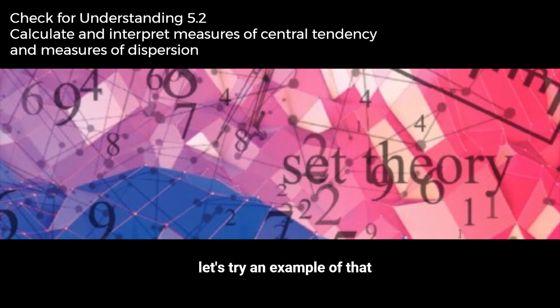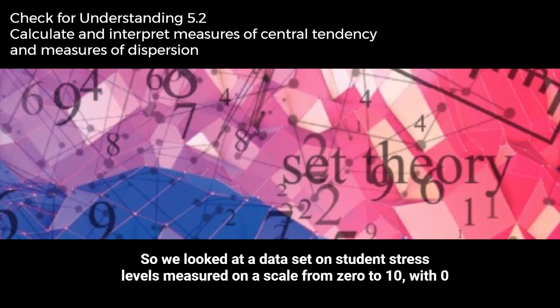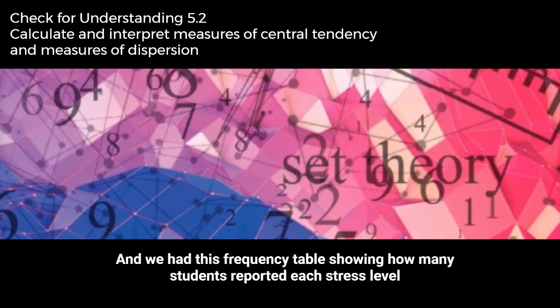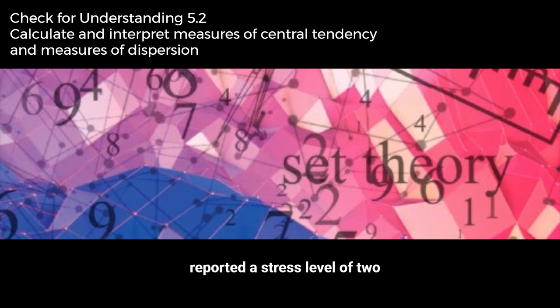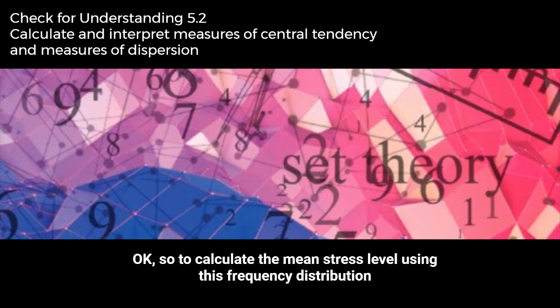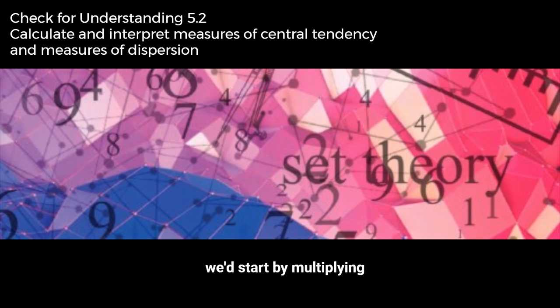All right, let's try an example of that. We looked at a data set on student stress levels measured on a scale from 0 to 10, with 0 being no stress and 10 being super stressed out. We had this frequency table showing how many students reported each stress level. Like 2 students reported a stress level of 0, 1 student reported a stress level of 1, 3 students reported a stress level of 2, and so on. To calculate the mean stress level using this frequency distribution, we'd start by multiplying each stress rating by its corresponding frequency.